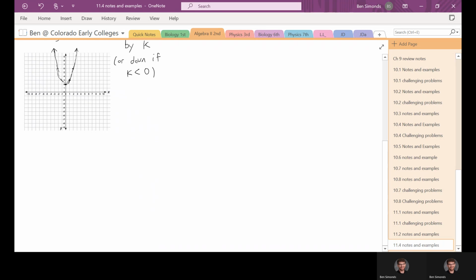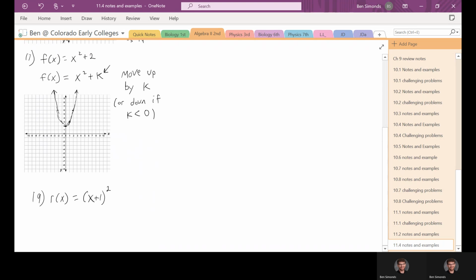So now if we go ahead and look at number 19, the next chunk of problems, we see here 19, r of x equals x plus 1 squared. So it's a quadratic, right? Because our x term is squared. But it's bringing this 1 along with it. So it's not in the form of x squared plus k, because now the constant has moved inside the parentheses. So it's being squared too.